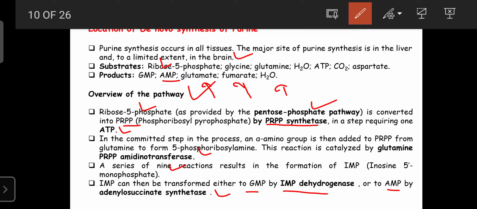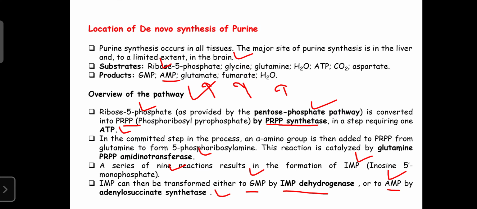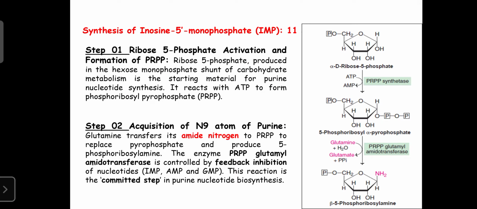So the main, basic molecule is ribose 5 phosphate. Then it is involved in the formation of PRPP, and finally, after going through a series of reactions, a total of 9 reactions, IMP will be formed. That IMP is required for the formation of guanosine as well as the formation of adenine. So now we learn step by step. First we learn the synthesis of inosine 5 monophosphate.